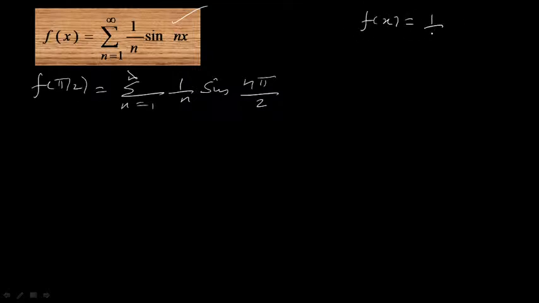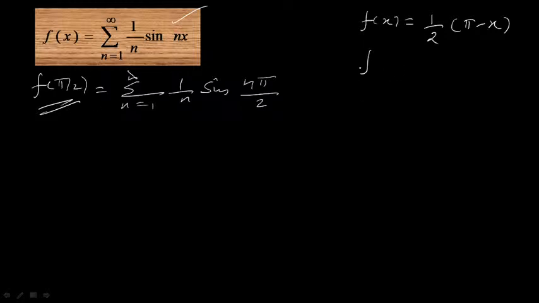To get the sine series, in most of the problems we have to replace x by pi by 2 and you get the series. So f of pi by 2 is equal to sigma n varies from 1 to infinity 1 over n sine n pi by 2. Isn't it? Now, what is f of x? That is the given function. So the given function is 1 over 2 pi minus x, right? So here f of pi by 2 is the value of the function f of x at x equal to pi by 2.